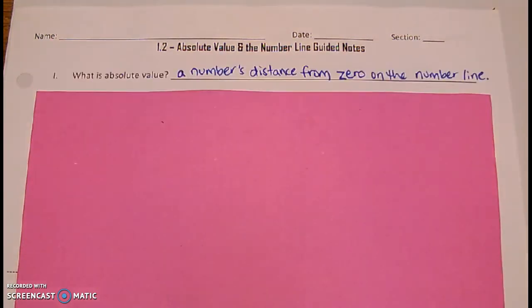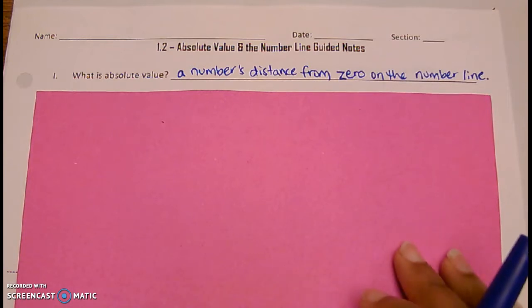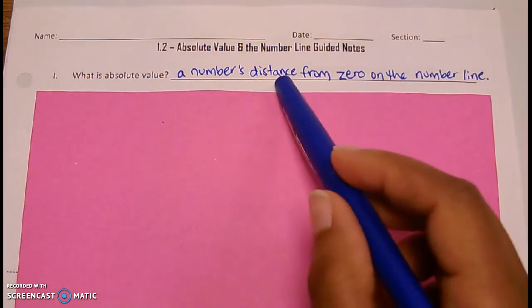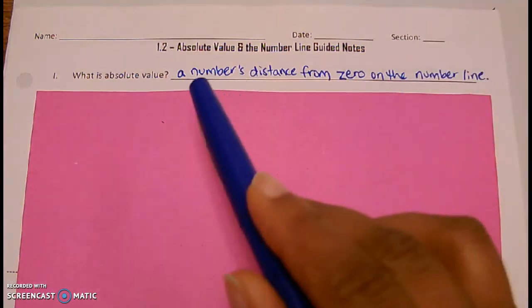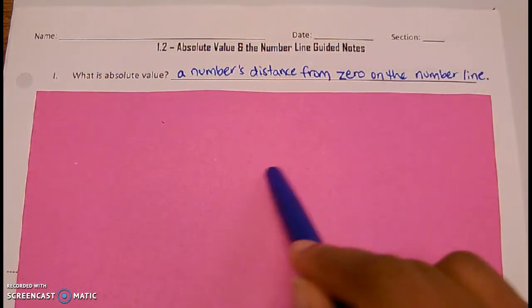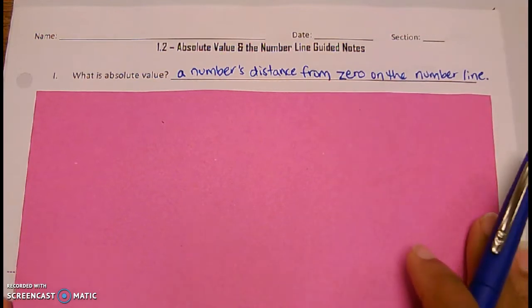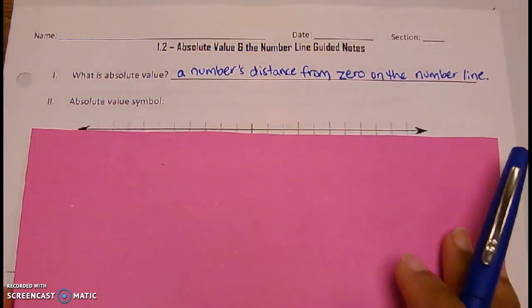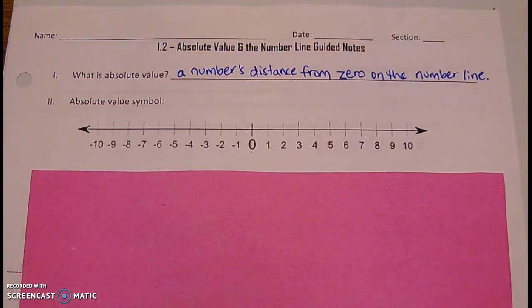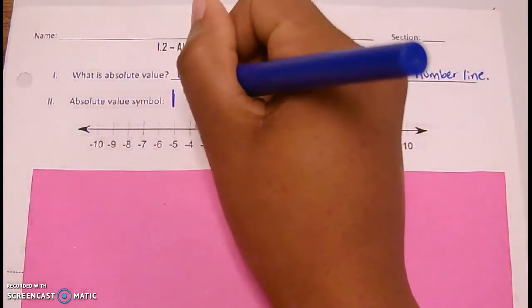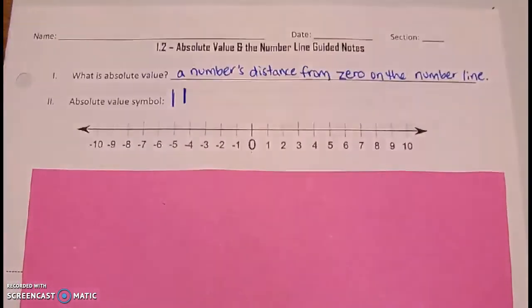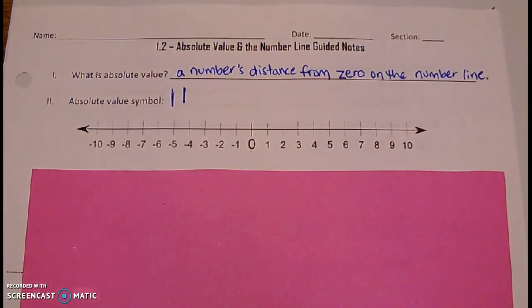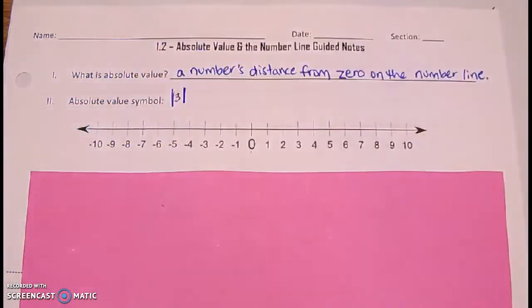So to start off, we're going to ask the question, what is absolute value? Absolute value is any number's distance from 0 on the number line. Okay? So however far a number is from 0 on the number line, that's its absolute value. The symbol that we actually use for absolute value are two straight lines, two bars, and then the number would go in between those two bars, like this.